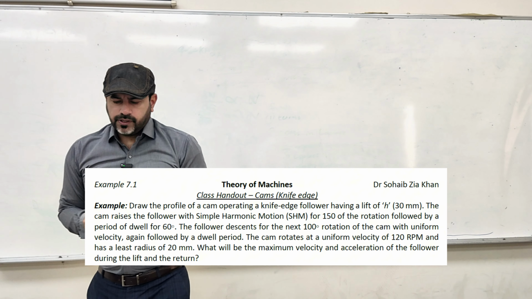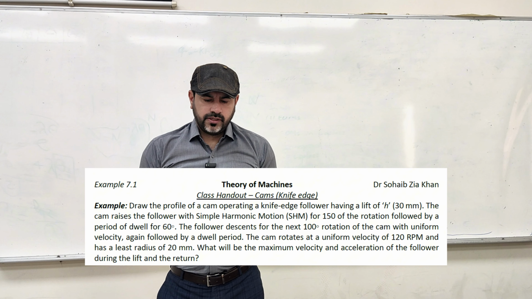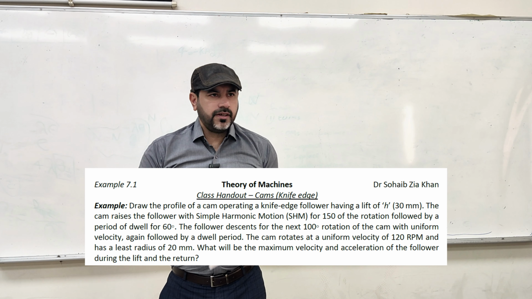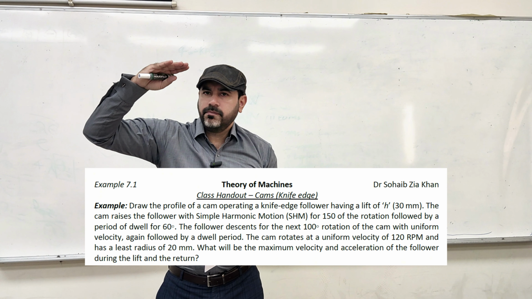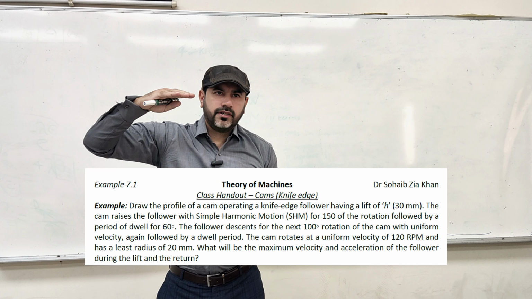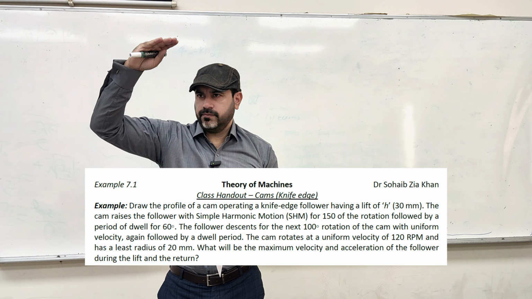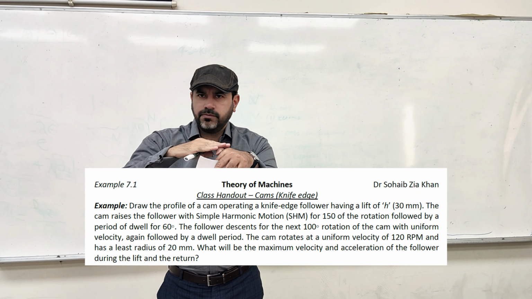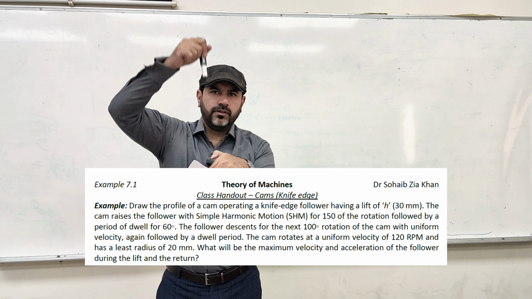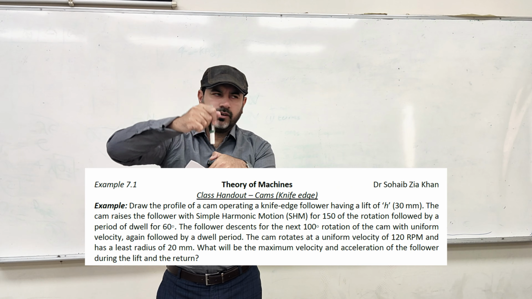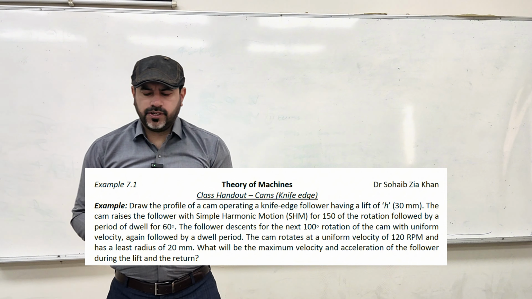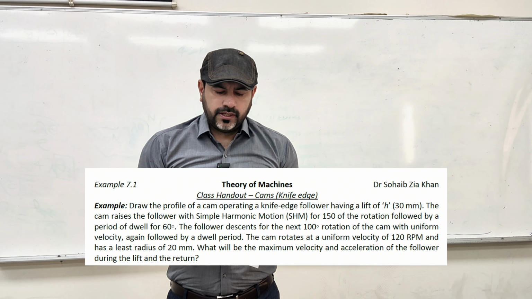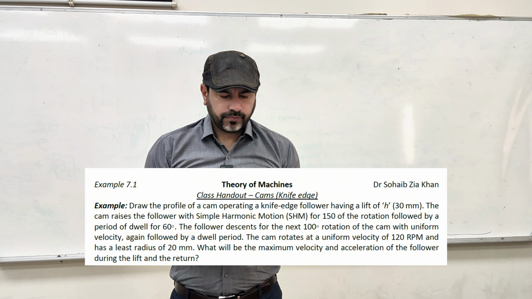Having a lift of h equal to 30 mm. What does it mean by lift? It's the maximum amount the follower moves up. Let's say there's a baseline, a benchmark, and from here the follower will go the maximum amount up and down and perform the other functions. The maximum is h equal to 30 mm.